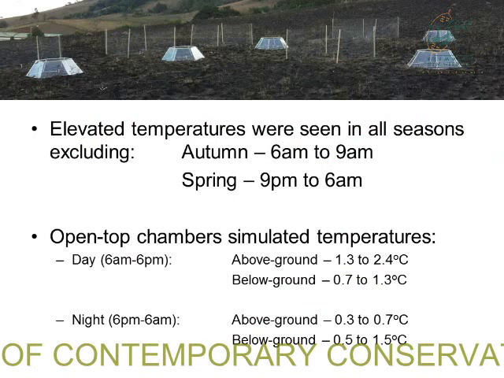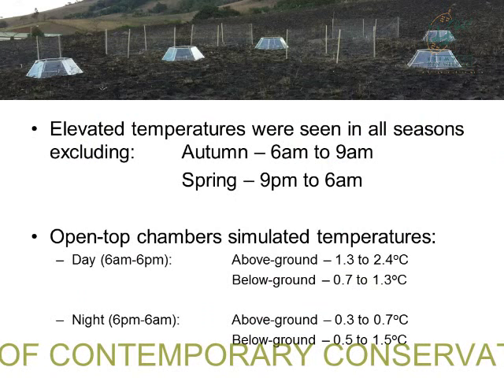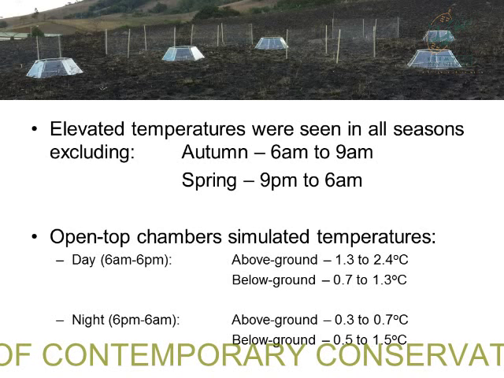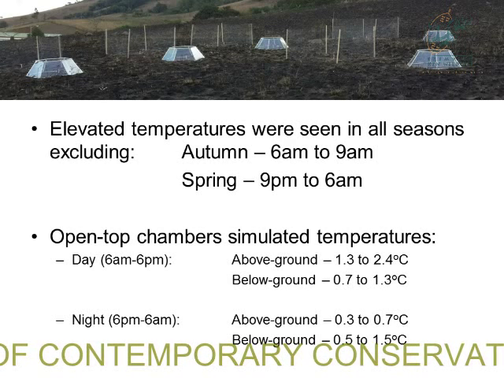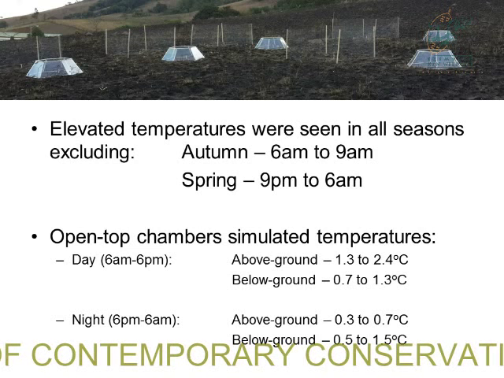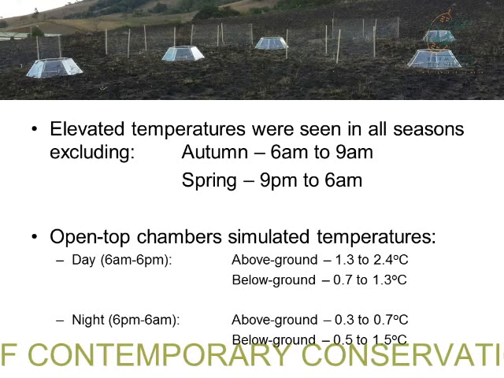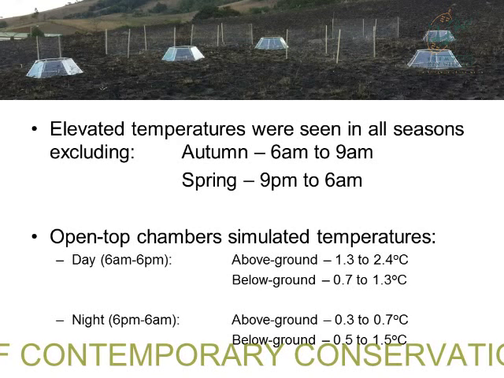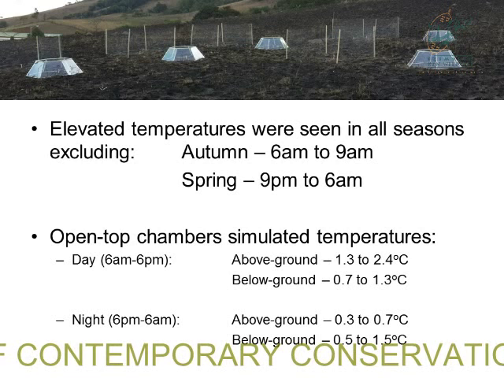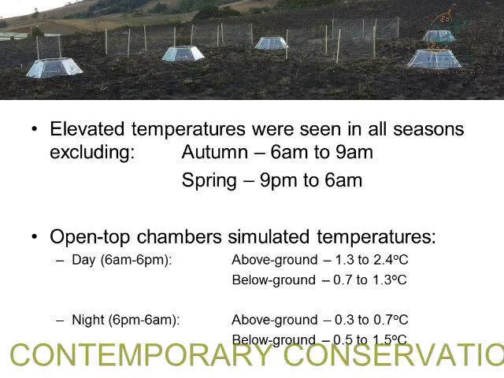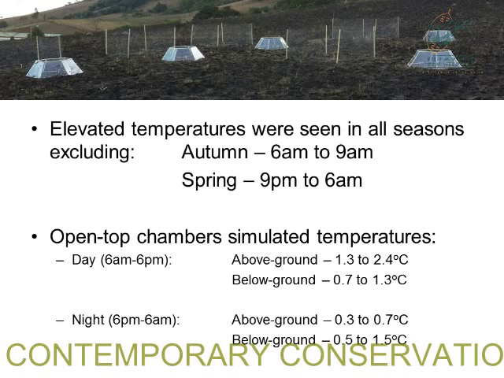These open-top chambers were able to simulate an increase of between 1.3 to 2.4 degrees Celsius above ground and 0.7 to 1.3 degrees Celsius below ground during the day, which was classified from 6 a.m. to 6 p.m. While at night, 6 p.m. to 6 a.m., an increase of between 0.3 to 0.7 degrees Celsius above ground and 0.5 to 1.3 degrees Celsius below ground was simulated.